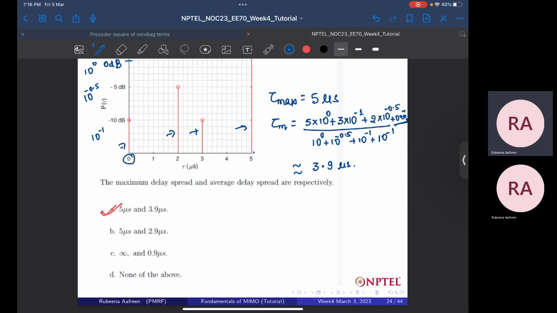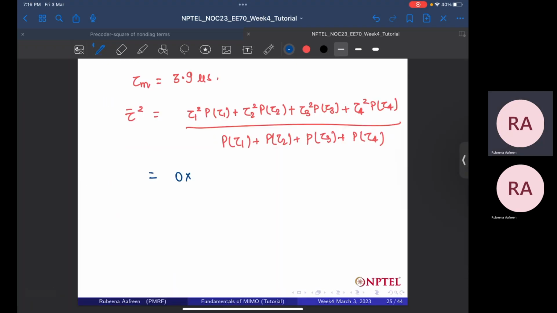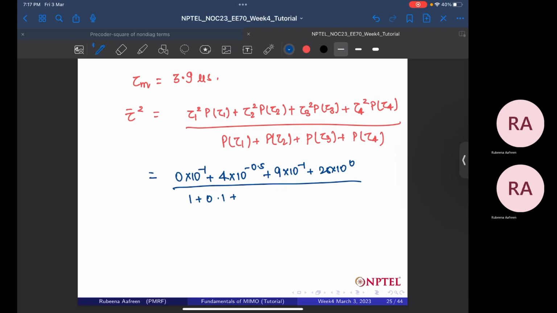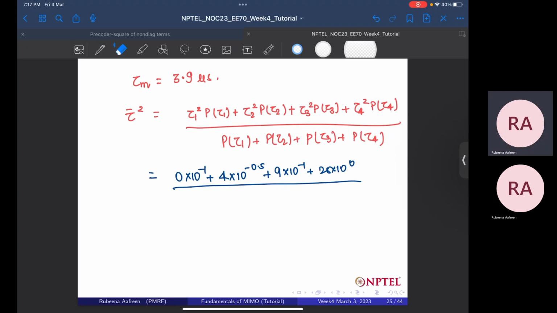So the first one is 0, the second one would be 4, then 9 and then 25. When you calculate it, it would be 0 into 10 to the power minus 1 plus 4 into 10 to the power minus 0.5 plus 9 into 10 to the power minus 1 plus 25 into 10 to the power 0, divided by all the powers. That is 1 plus 0.1 plus 0.1 plus 10 to the power minus 0.5, which is 0.316. Then again it is 0.1 and 10 to the power 0 is 1. So this would come as 17.918 microsecond square.